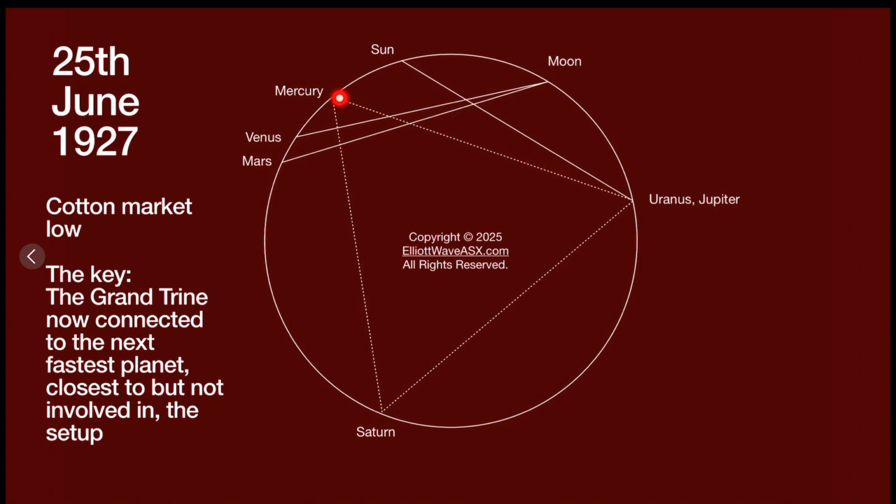So looking at the schematic for the low on the 25th of June 1927, the key is we still have that grand trine, but now Mercury, which was the next fastest planet in the setup, is now linked to the trine.